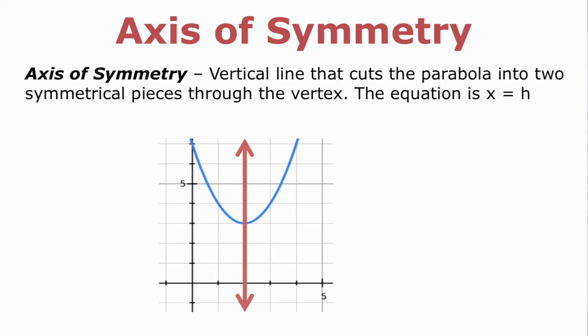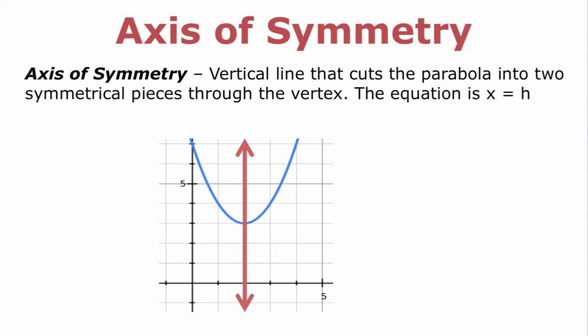Another vocabulary term you'll see in most algebra textbooks is called the axis of symmetry. If you draw a vertical line that cuts the parabola right through the vertex, you'll see there's a symmetric piece on the left-hand side and a right-hand side. Symmetric meaning there's a mirror image through that line. There is an equation that goes along with this that they'll often ask you for on standardized tests or just a regular old chapter test.